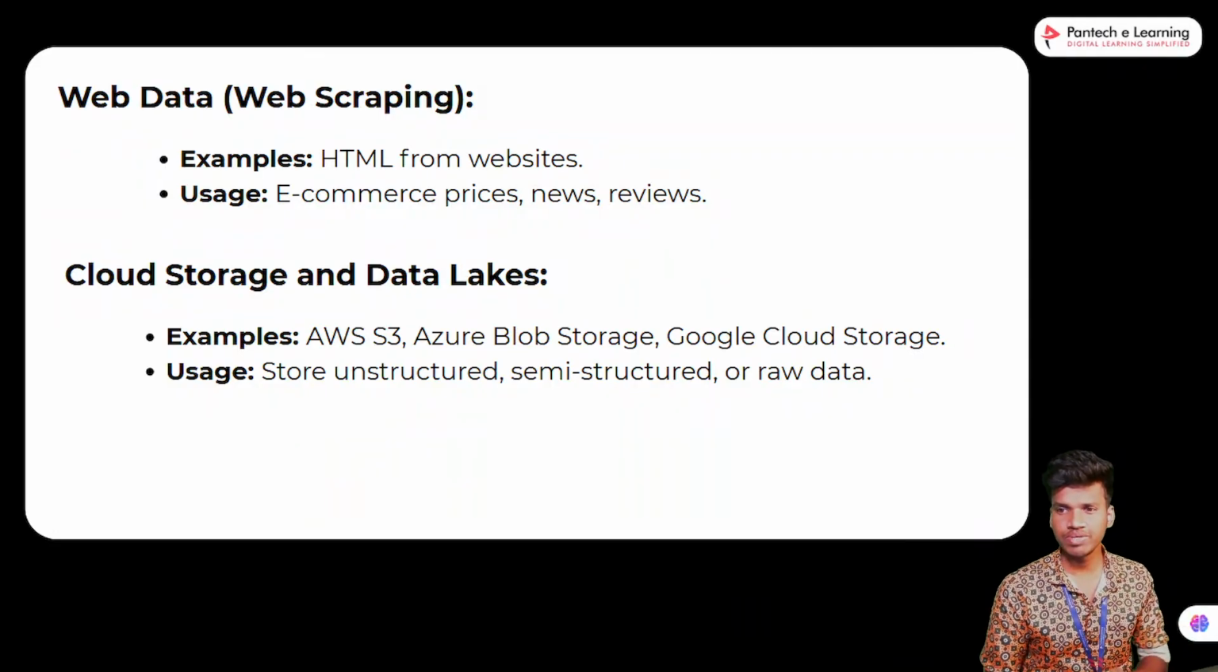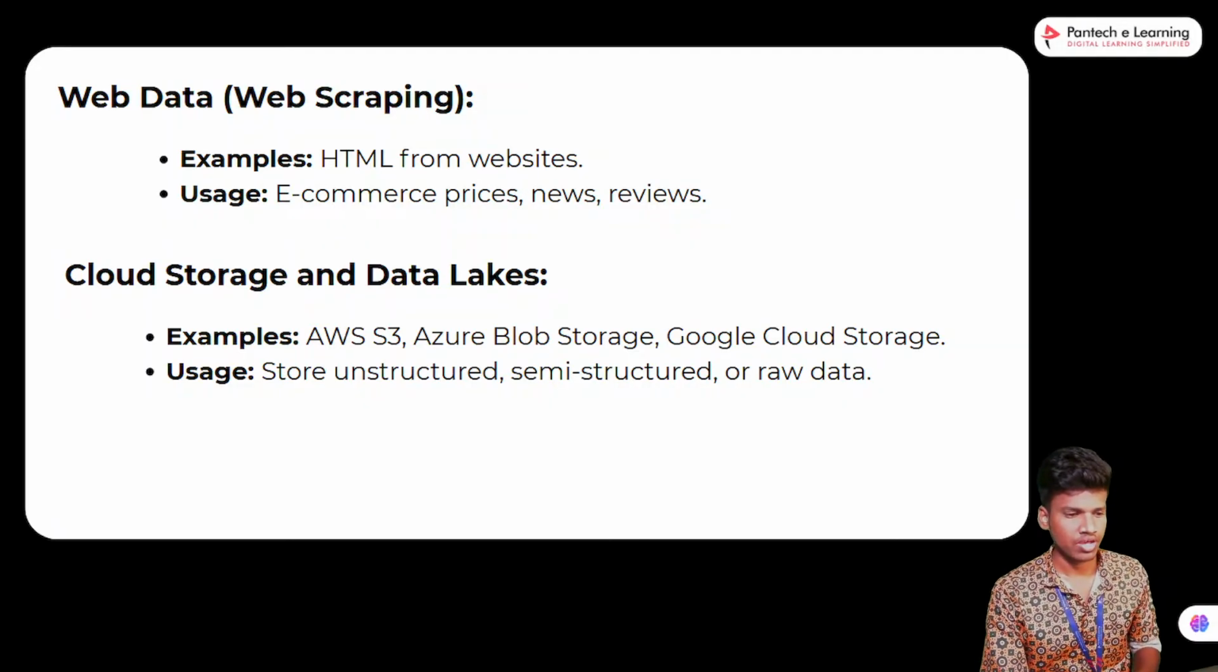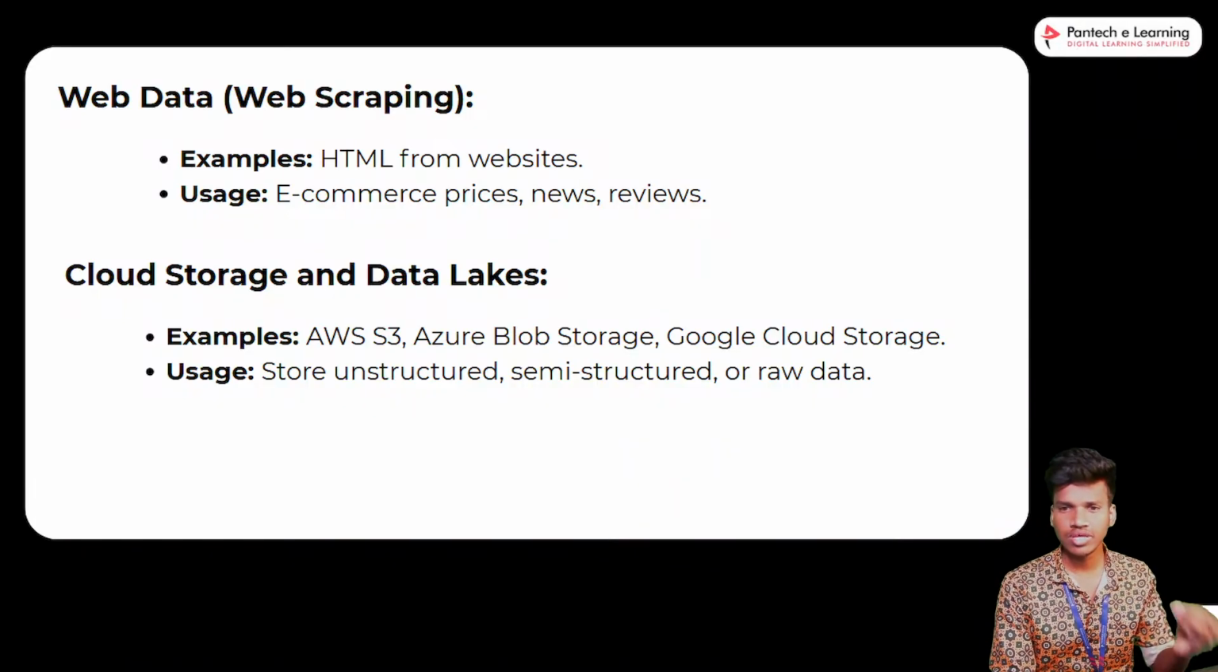But the drive storage is very small. Only 5 GB of storage is there for every normal mail ID. Only then can we move on to AWS, these kinds of cloud services. It will store unstructured, semi-structured and raw data. All kinds of data we can store in the cloud storage.